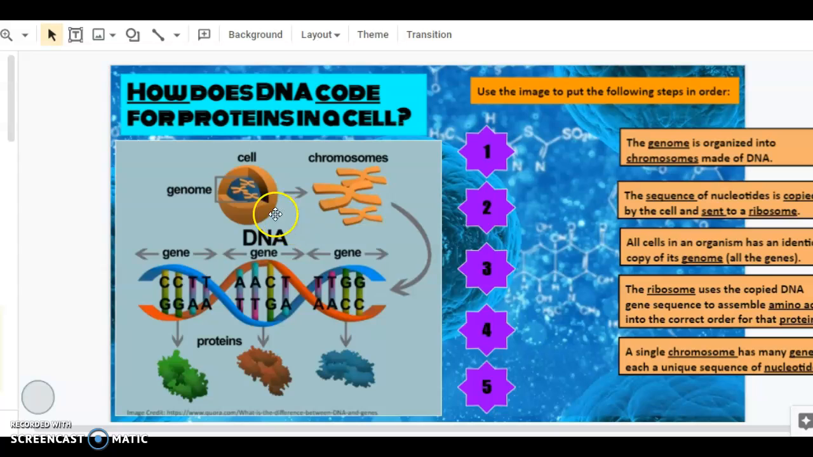Here we have the cell, and inside are the chromosomes. All of your chromosomes are called your genome. The chromosomes are made up of DNA, and the DNA can be divided into sections called genes. And the genes are responsible for giving directions to make proteins, although the proteins, don't forget, actually get made at the ribosome. Take a minute and see if you can organize these steps into the correct order. Then come back and check and see if you got it right.